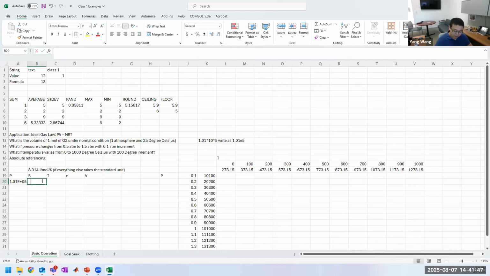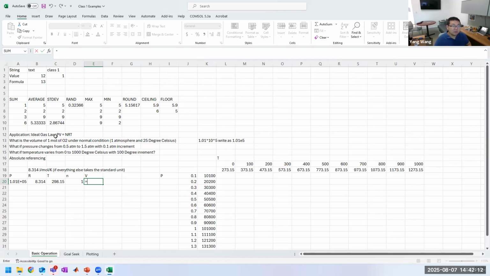So R, we know that it's 8.314, right? Temperature, 25 degrees Celsius. We have to convert it to Kelvin, right? So we know that is 25 plus 273.15, right? So you will get the temperature in Kelvin. We're talking about 1 mole. So now you can calculate the volume.